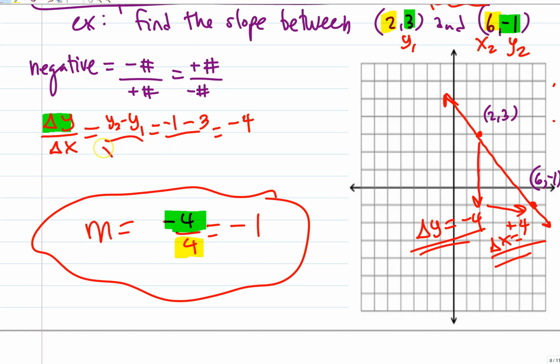6 minus x1. So 6 minus 2 is what? What is negative 4 divided by positive 4? Still negative 1. Did the slope change? That is an algebraic approach.